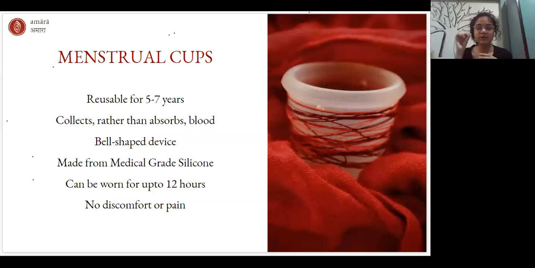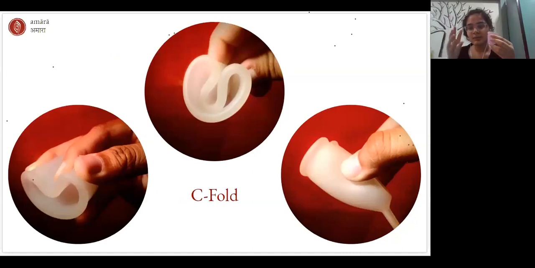Now let's talk about the insertion, a little bit more in detail. Just looking at this cup, you see that it's quite big, and obviously you can't insert it just like this. There are certain folds that you can use that make the cup small, and also make sure that there is no air inside the cup. So when it goes in and opens up, it creates suction. The first fold is the C fold, where you push down on one side of the cup, pinch the other two, remove the finger, and it looks like a C.